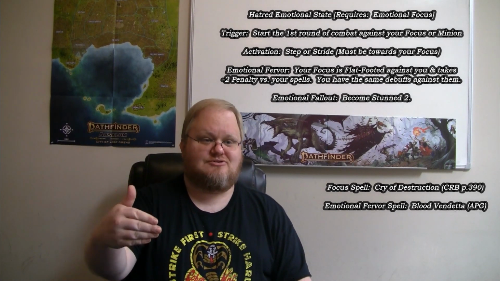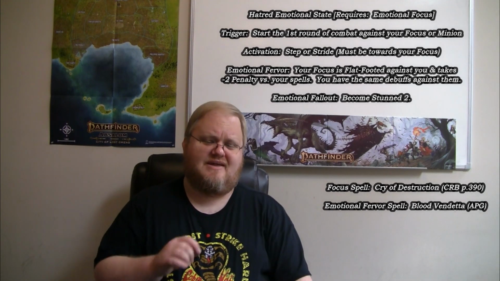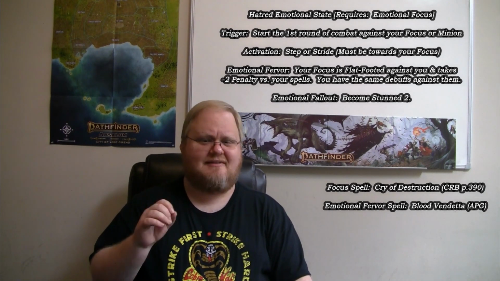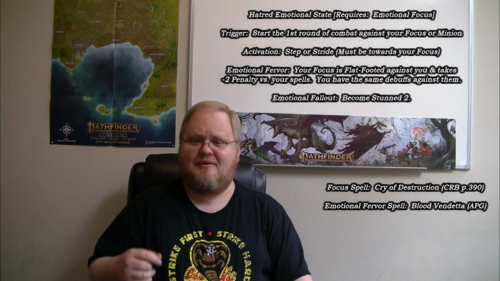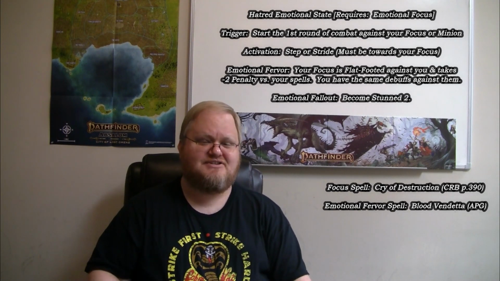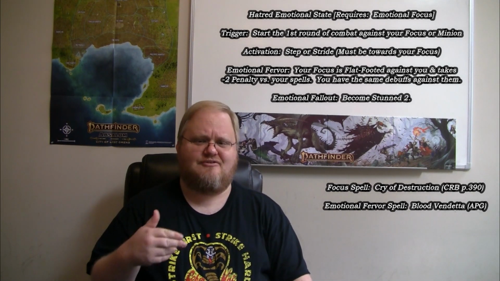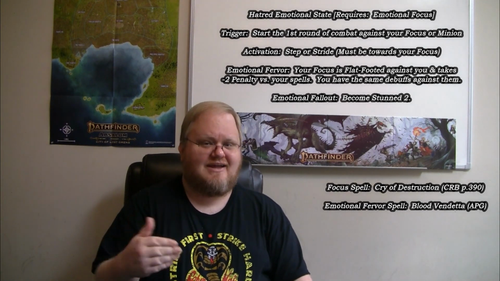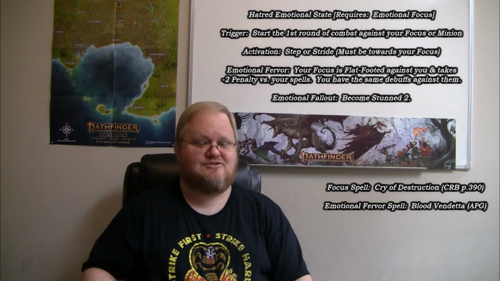It's pretty plain. By the way, the Catharsis activation is a free Step or Stride action that you get to take, and the only restriction on this action is you just have to end up closer to the object of your hatred. Now, the emotional fervor state for hatred is a little bit of high risk, high reward. I'll go ahead and tell you, while you're in emotional fervor, you gain access to the Blood Vendetta spell from the APG, but the main benefit of the hatred emotional state is that the target of your hatred is flat-footed against you and takes a -2 status penalty on all saving throws against your spells.